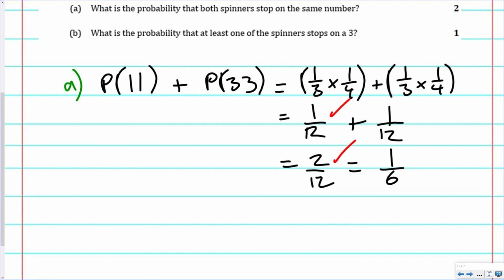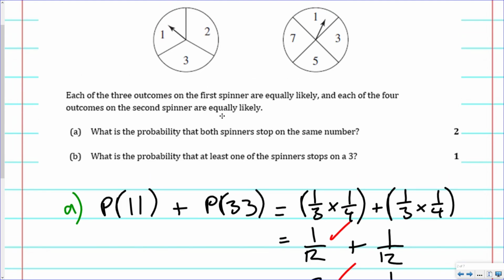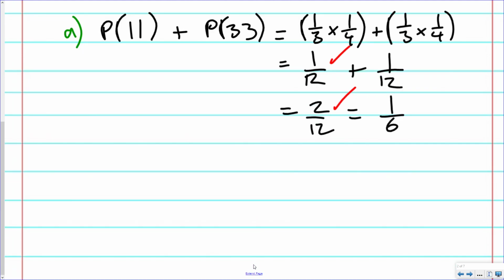And so now if we need to find the probability that at least one of the spinners stops on the 3, again, looking at it, if we want to find the probability of at least one thing happening, the best way to find it, or the quickest way rather, is to find the probability of that not happening at all.